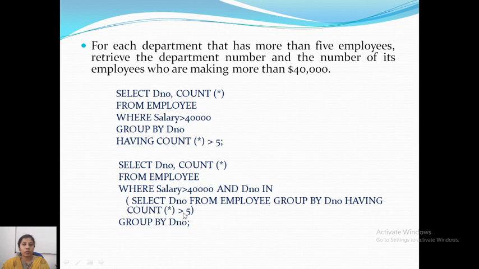Now if you write only this much, then what happens? Since here you have used count star, that means you are using aggregation, as well as you have listed some of the attributes here. So that must be put in the group by clause. Okay, so this is the correct query, this is the correct answer for this question.